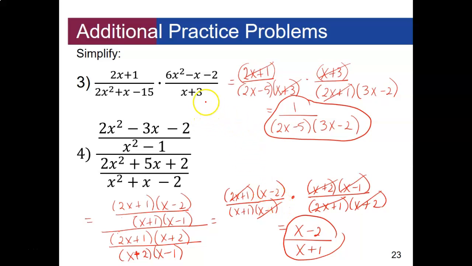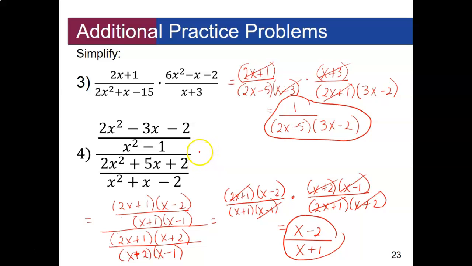Okay, moving on to problems 3 and 4. On problem 3, when you factor and look at this, everything in the numerator cancels out, but instead of not writing anything, we have to write a 1 there as a placeholder, and that leaves us with the 2x minus 5 and the 3x minus 2 in the denominator.